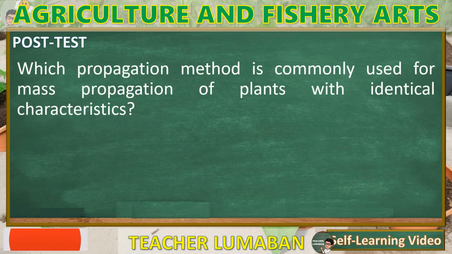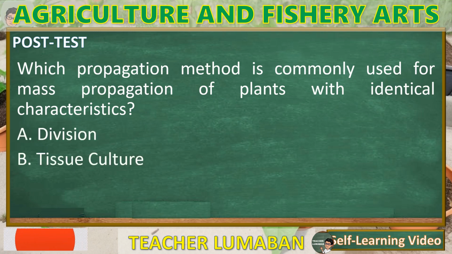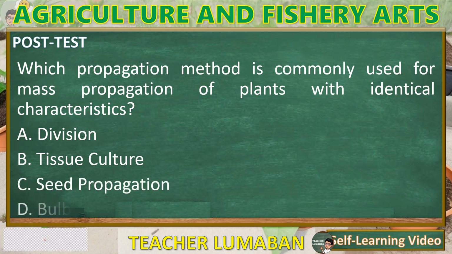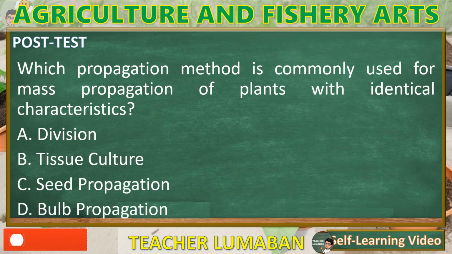Which propagation method is commonly used for mass propagation of plants with identical characteristics? A. Division. B. Tissue culture. C. Seed propagation. D. Bulb propagation.